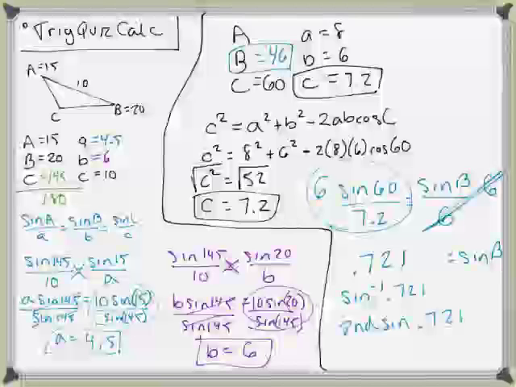Yes? For the sine 60 over 7, do you type all that in first and then times it by 6? I just type it in like that. So I do 6 sine 60 divided by 7.2. Just type it all in at once. But you could do the fraction and then multiply by 6. That'd be the same thing. I just type it all in one piece.